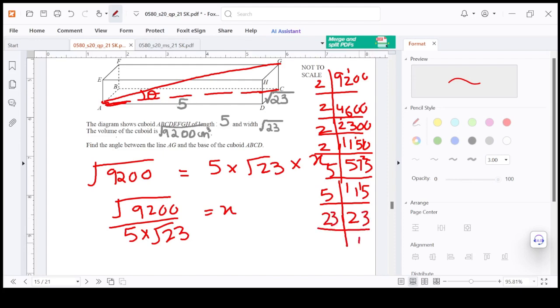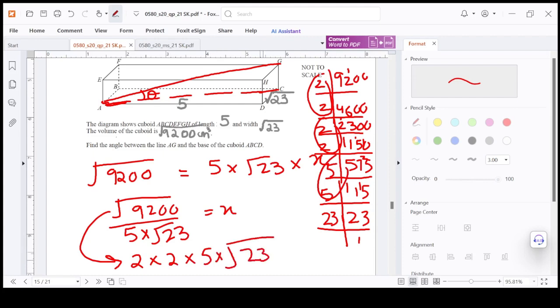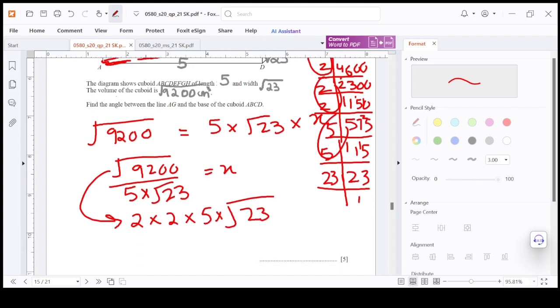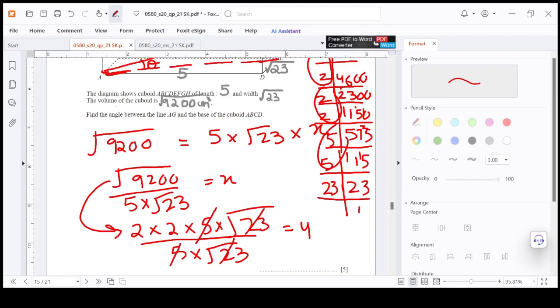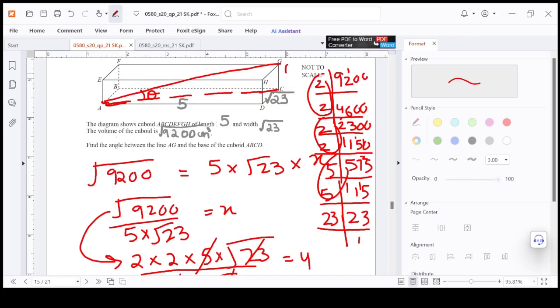Okay, thank God. We have a pair which comes out. So the 2 comes out, another pair comes out, another pair comes out, and 23 does not have a pair, so it stays inside. And then we have 5 times square root of 23. Cancels, cancels, cancels. So we have 4 as this length. GC is 4.